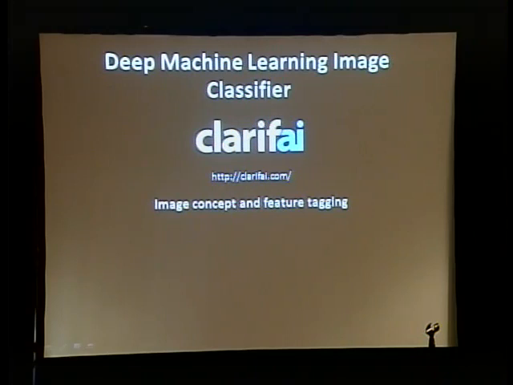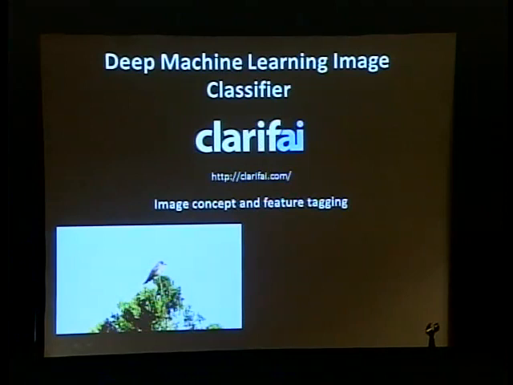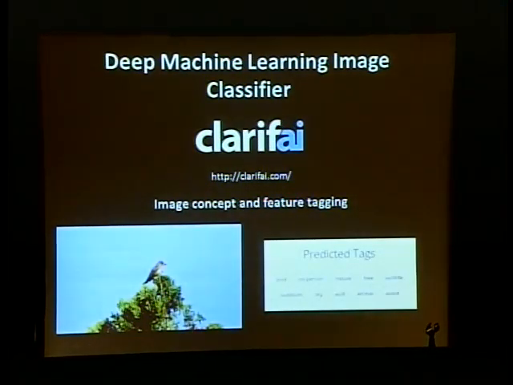And it's specifically designed for image concept and feature tagging. So what does that mean? That means if you get this picture of a bird that I took, you run it through the classifier, it returns a series of tags that identify it, including like bird and no person and nature and tree, etc.